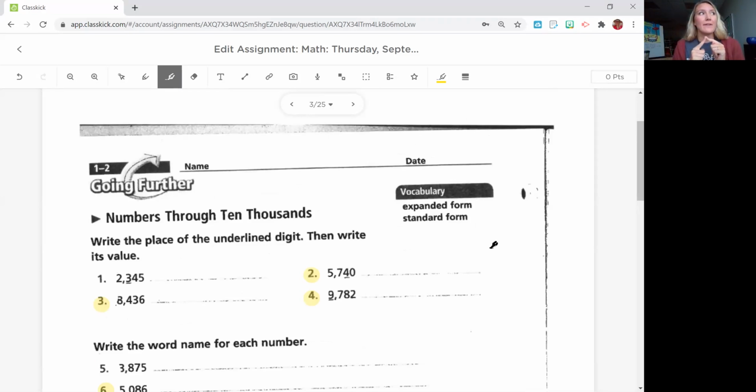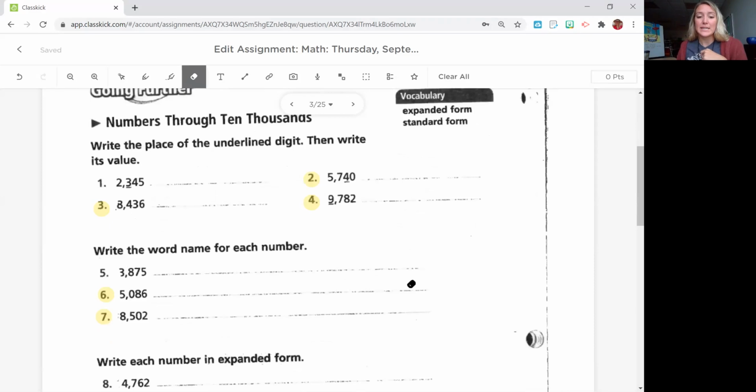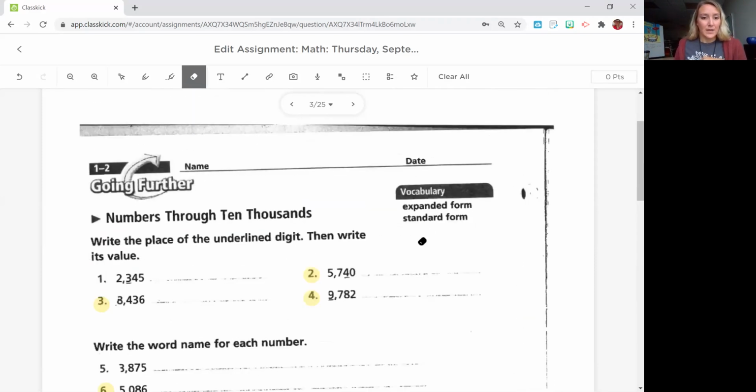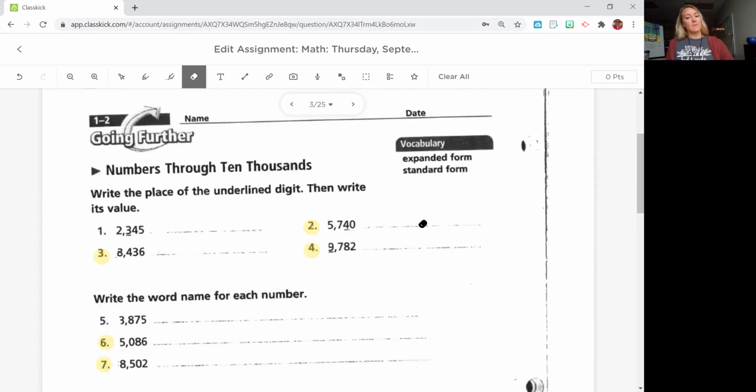Quick reminder, we have expanded form where we stretch out the number into their values. We have standard form, which is the number form that looks like these. We have word form that is written in words. And then we have model form, which is written using blocks and pieces. We're not practicing model form today. We are just working on expanded, word, and standard form.